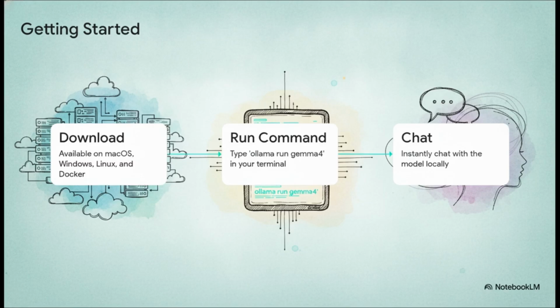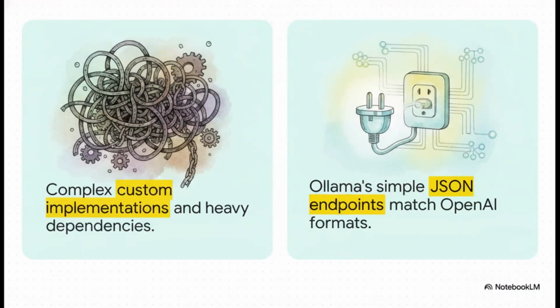The software handles all the heavy lifting, pulling the weights, allocating memory, spinning up the inference engine. It's all happening entirely in the background. It abstracts away all that complexity. And this frictionless experience extends perfectly to developers too. In the past, every local model or framework demanded its own complex custom implementation. It was a mess. Contrast that with Ollama's standard REST API. It uses really simple JSON endpoints that are incredibly easy to hit.